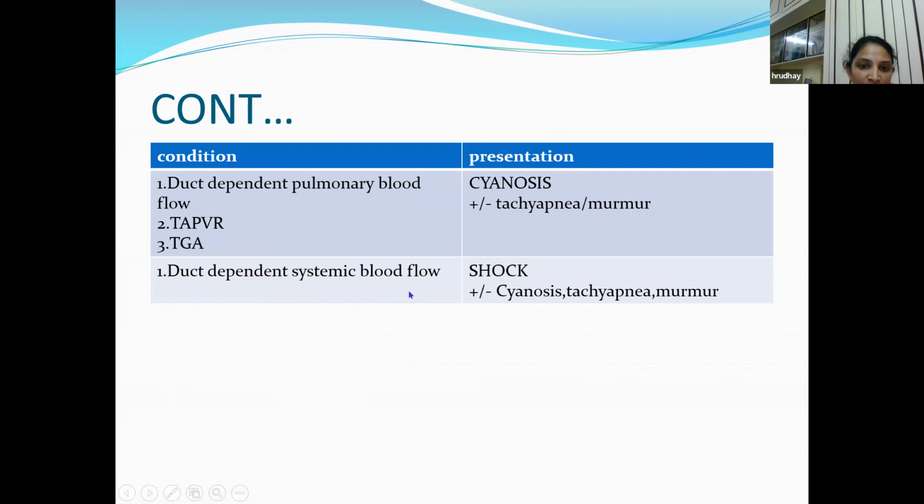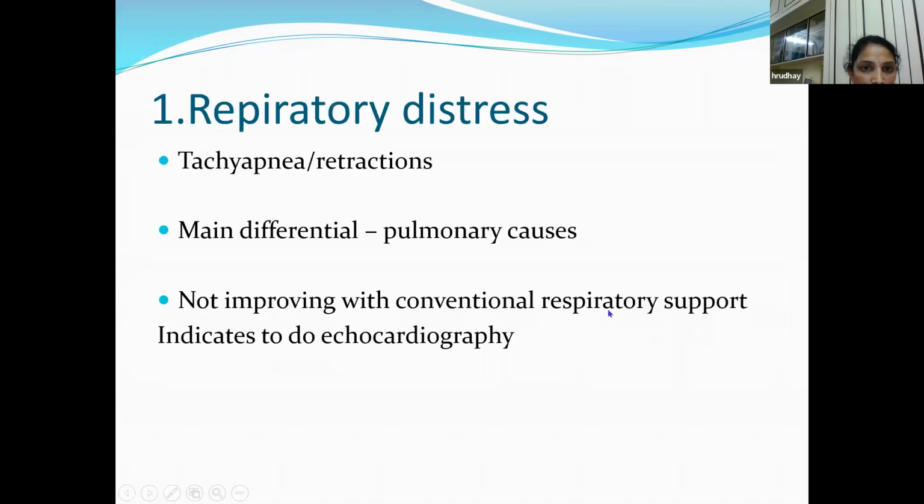Whereas in duct-dependent systemic blood flow, they mostly present with shock, that is decreased blood flow, obviously. Left obstruction leads to shock, whereas cyanosis, tachypnea and murmur will be secondary. First it comes with, as I told you, respiratory distress, so this is tachypnea or retractions. The main difference is that respiratory distress has pulmonary causes.